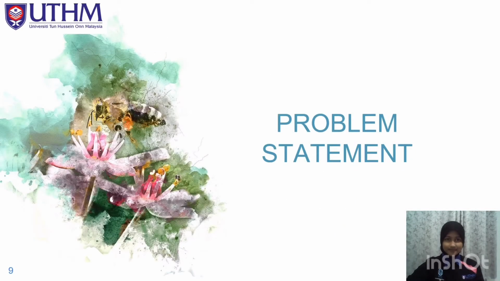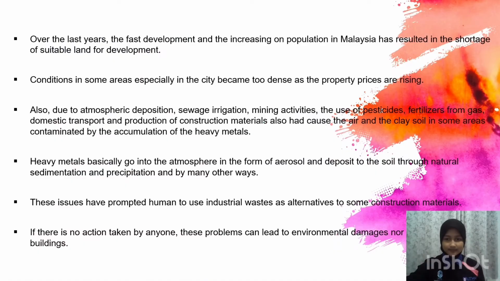Problem statement. Over the last years, we can see that the fast development and increase in population in Malaysia has resulted in a shortage of suitable land for development. So, in this kind of condition, especially in the city, it has become too dense and the price of property has been rising dramatically. Also, due to atmospheric deposition, severe irrigation, and others, the air and the clay soil in some areas, especially in the city, have been contaminated by the accumulation of heavy metals.